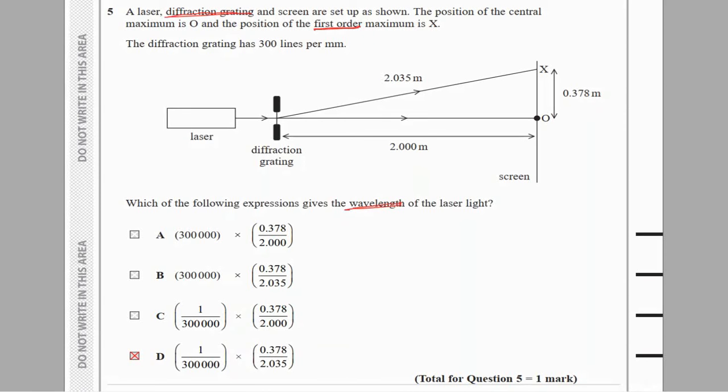So answer is D, and let me explain why the answer is D. Like I said, every time you come across diffraction grating, just recall the equation d sine theta equals n lambda, and since the question says first order, the value of n will be 1. So therefore lambda is basically d sine theta.